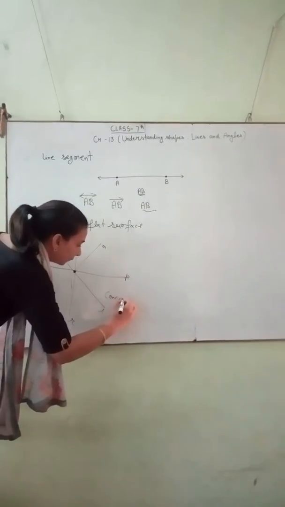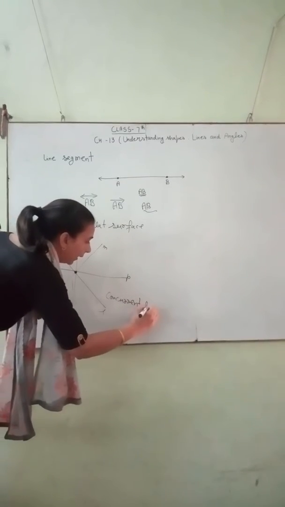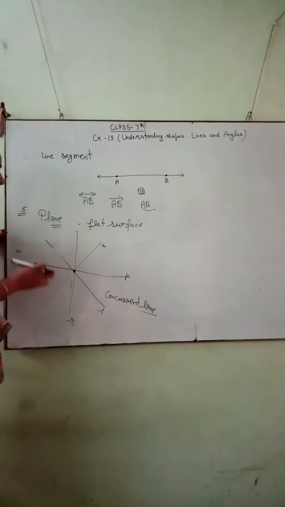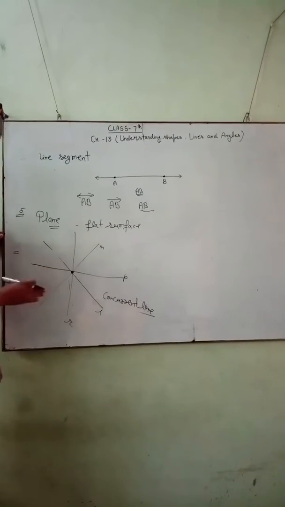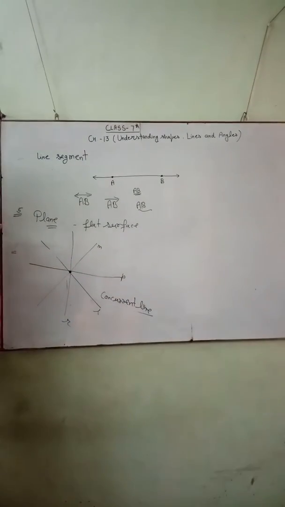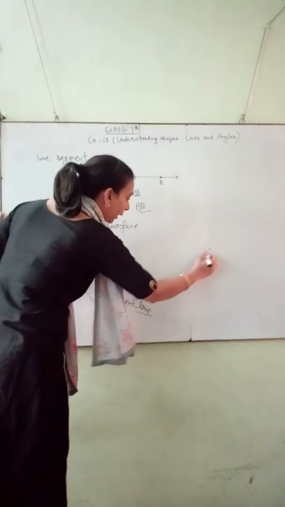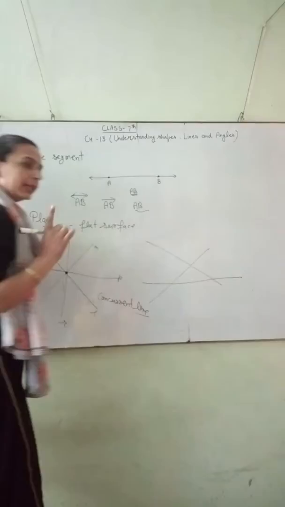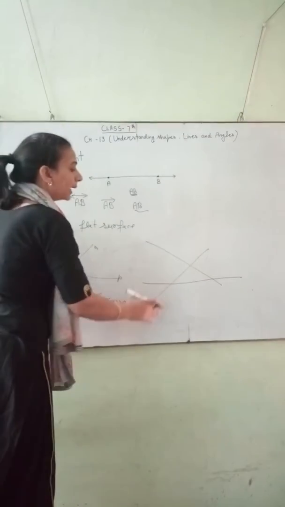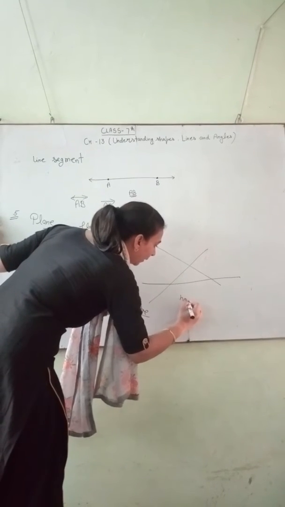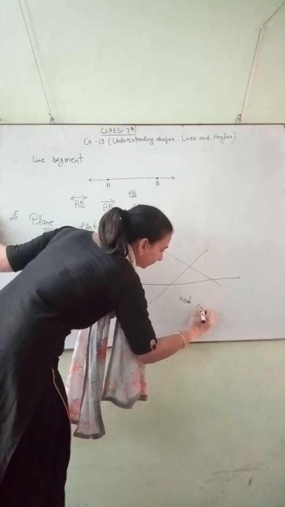Concurrent lines. This type of lines is called concurrent lines. If 3 or more lines pass through a fixed point, then we call them concurrent lines. Clear, student? If 3 or more lines are not passing through only one single point, then these lines are not concurrent lines.